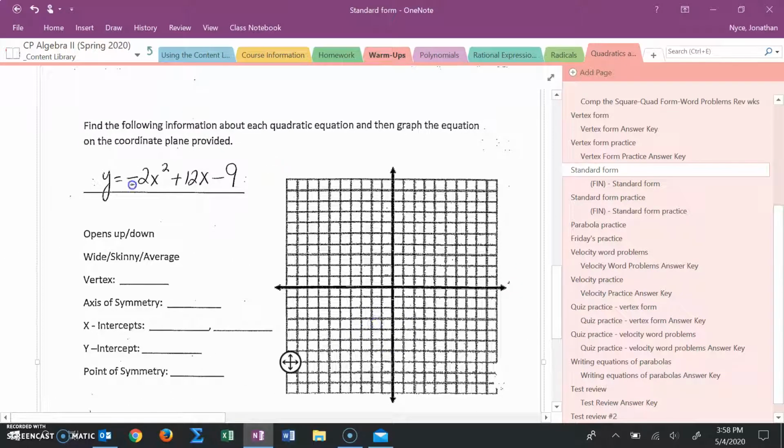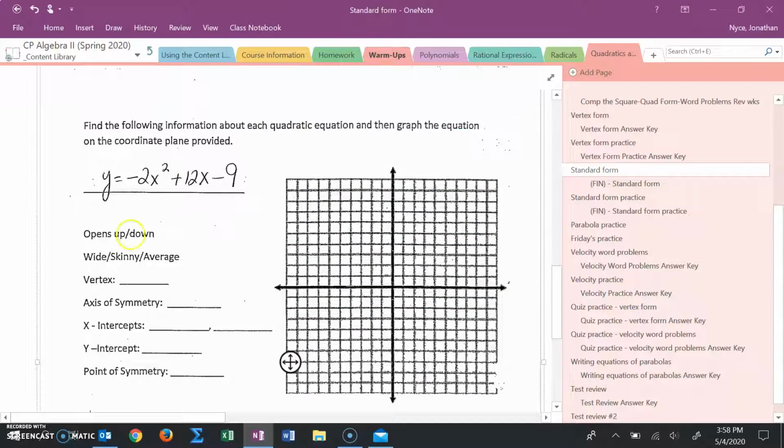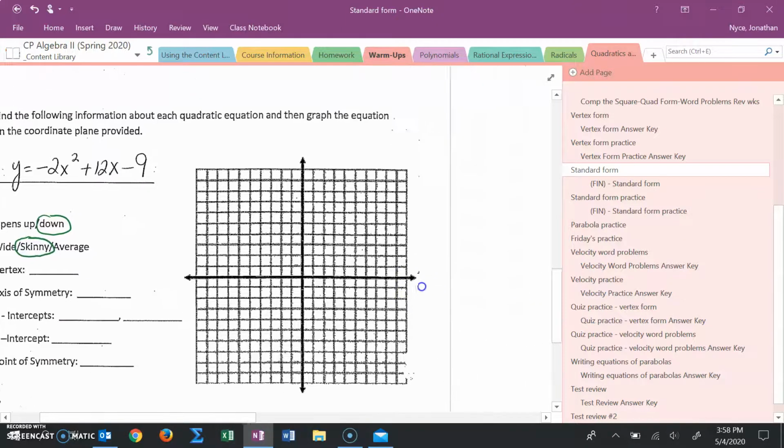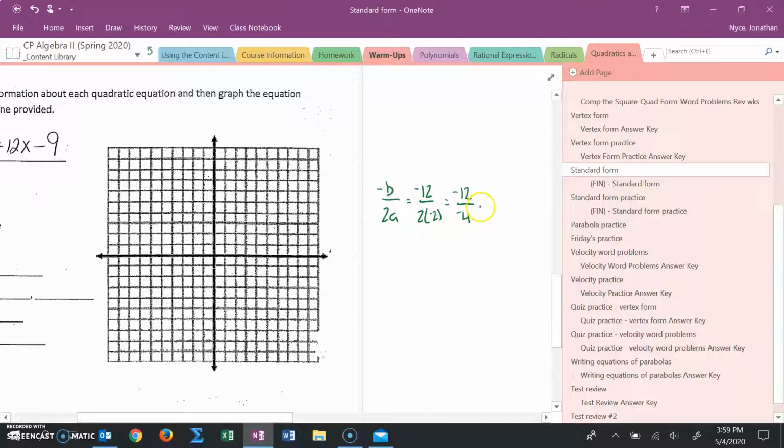Again, a is a negative number. That tells us that it opens down. That number is bigger than 1. That means it's going to be skinnier, the absolute value of the number. And the vertex, we're going to do opposite of b over 2a. That's going to be negative 12 over 2 times a, which is negative 2. That gives us negative 12 over negative 4, which is 3.